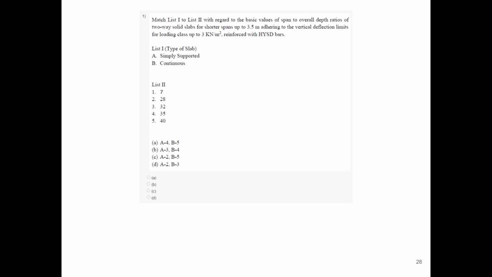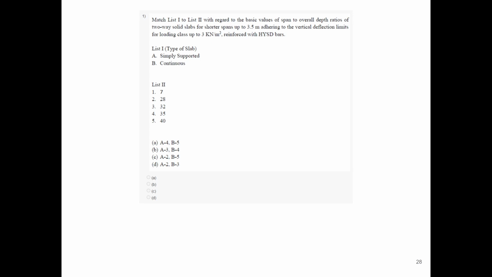Also, in that case, if we use HYSD bars, then those values have to be multiplied by 0.8. So 35 will become 35 into 0.8, which will be 28, and 40 will become 32. So 28 and 32. But for that, these two conditions should be there: the shorter span should be less than or equal to 3.5 meter, and loading should be less than or equal to 3 kilonewton per meter square. Then only that condition will be satisfied. If these conditions are not there, then we have to take the general condition, that is 7, 20, and 26.